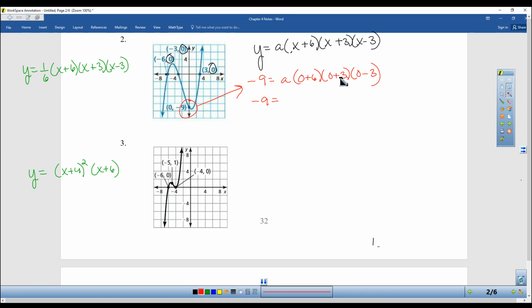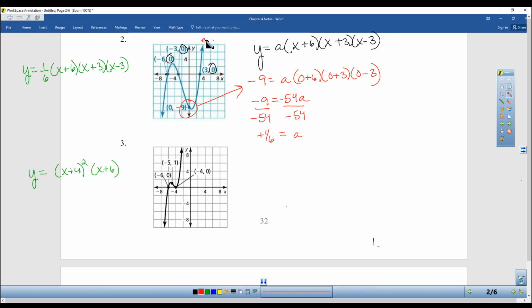-9 is equal to, so this is -9 times 6 is 54a. It is negative, so I divide both sides by -54. And I get a is equal to positive 1/6. And I have a great way to double check.